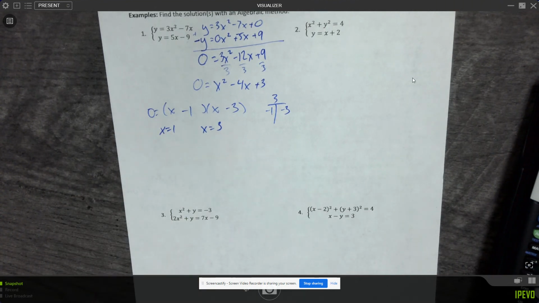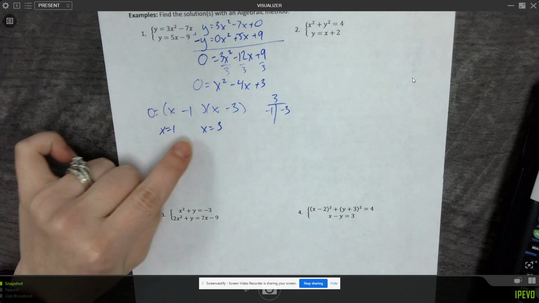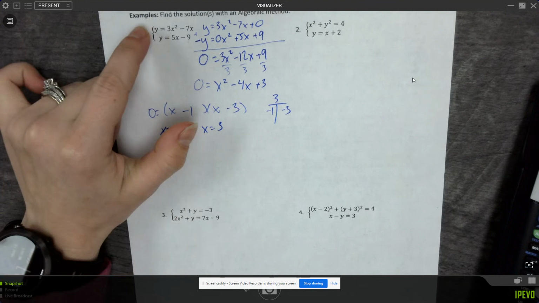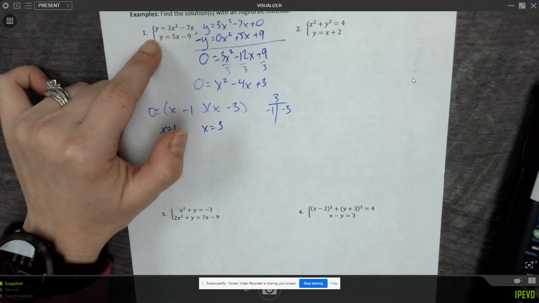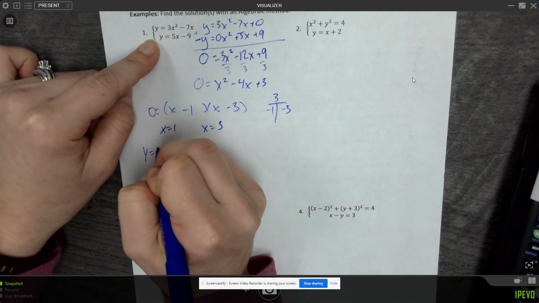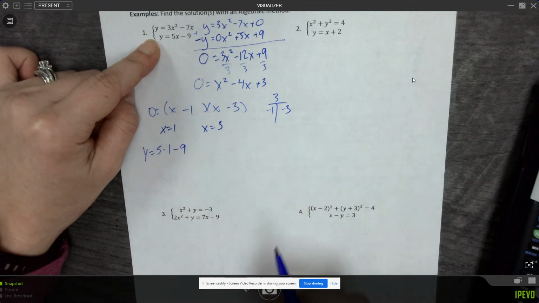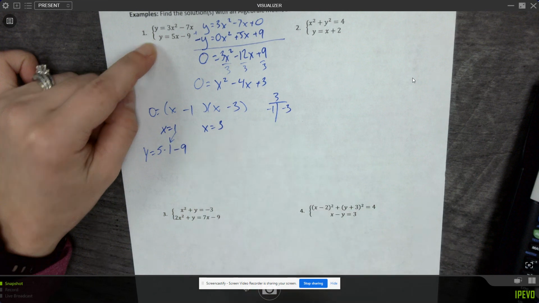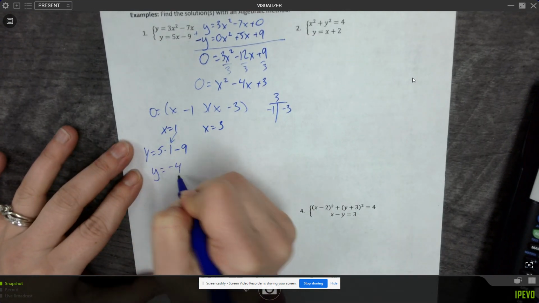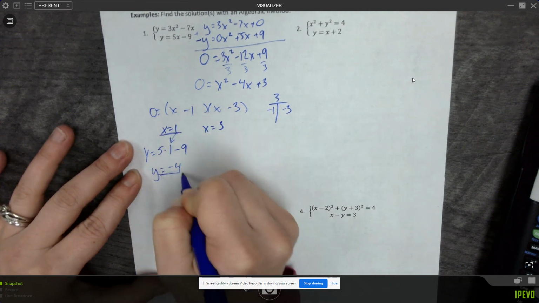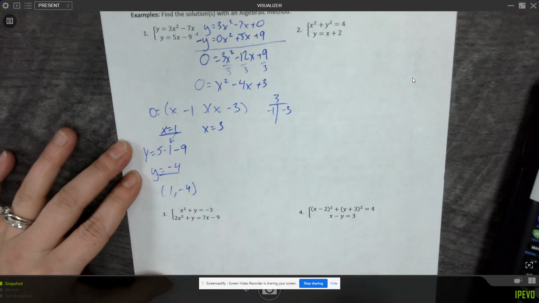So I'm not done because I now need to find the y values, and I'm going to have two y values. I'm going to have two solutions. I can find them by plugging in 1 for x in the first equation or in the second equation. I'm going to use the second equation because that would just be y equals 5 times 1 minus 9. Just plugged 1 in for x. 5 times 1 is 5. 5 minus 9 is negative 4. So that answer is 1, negative 4.